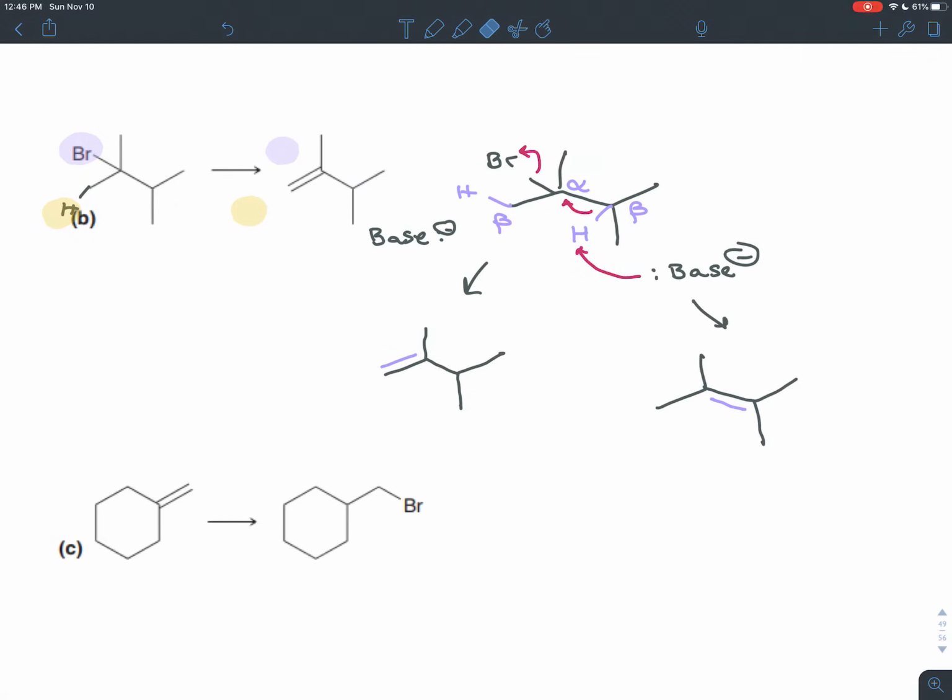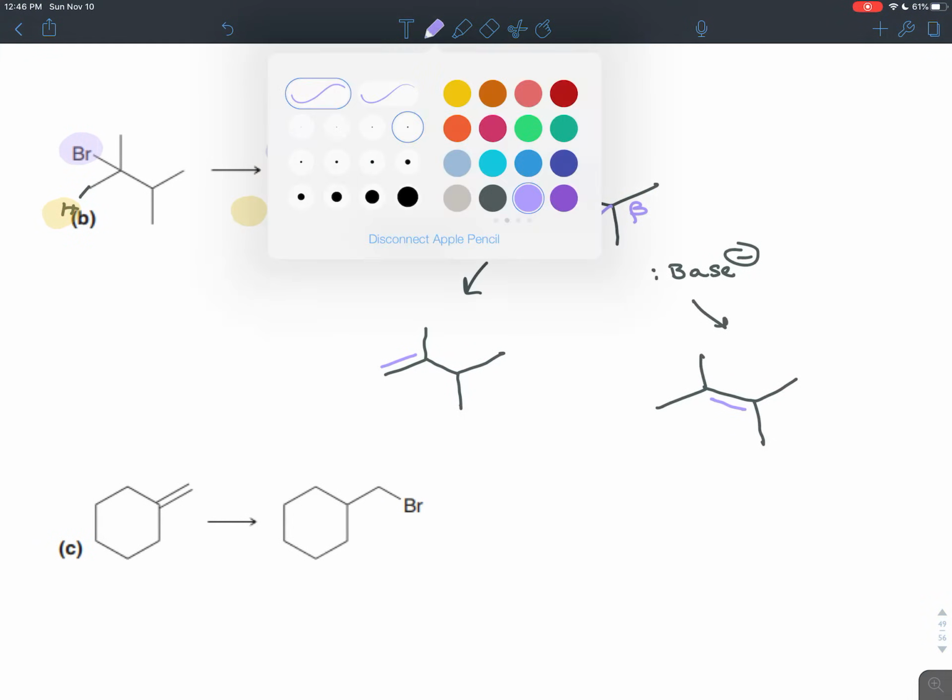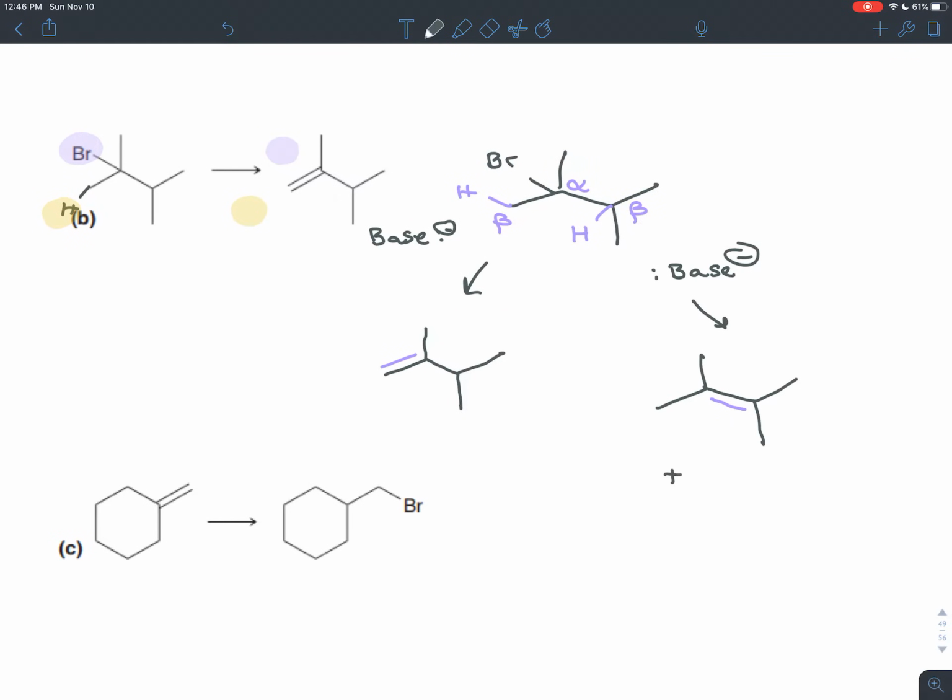Now, no matter what base you choose, you will get both of those, but you want to make sure that the major product is the product that you want. Now notice here we have a tetra-substituted double bond. The atoms in the double bond are bonded to 1, 2, 3, 4 carbons, so tetra-substituted. Our other double bond only has 2 carbons bonded to it, so that is disubstituted.